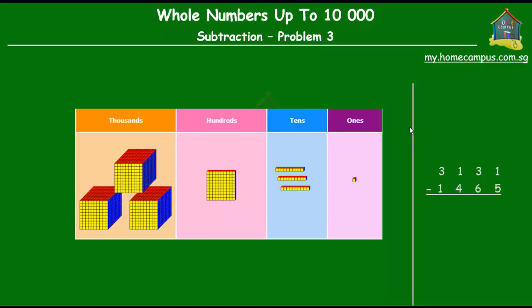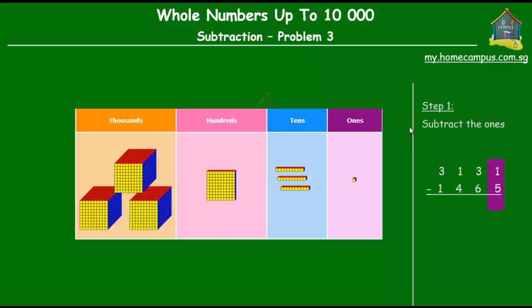Now from 3,131, we will subtract 1,465. The first step, as usual, would be to subtract the ones. We have 1 one, and from here we will subtract 5 ones. Well, now how is that possible? We cannot subtract a bigger number from a smaller number. So what do we do then?